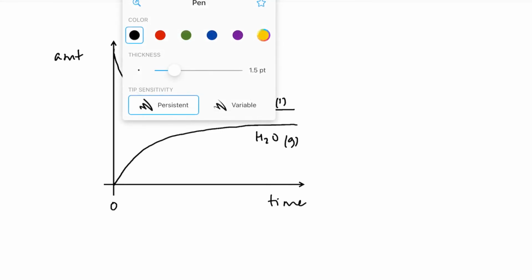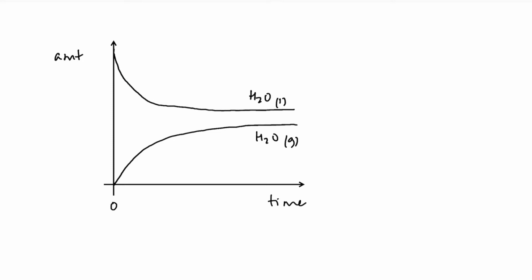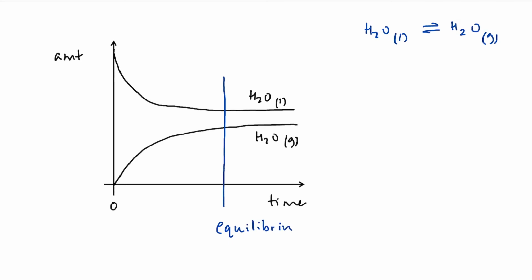Now, as we've said, at some point in time, the actual amounts of liquid water and gaseous water are no longer going to change because we're at equilibrium. The rate of the forward reaction is equal to the rate of the back reaction. So we can say at this point in time, equilibrium has been established.